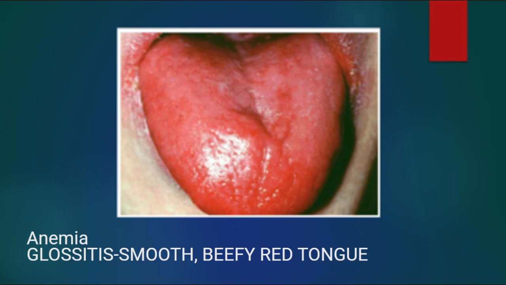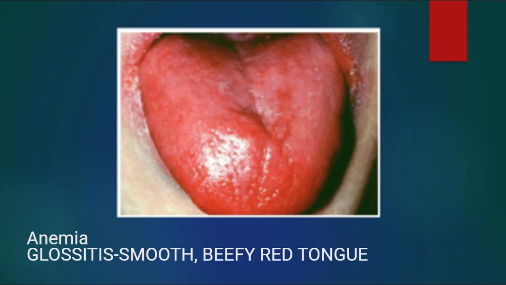Another important physical sign of anemia is glossitis, which means inflammation of the tongue. In this case, the tongue appears smooth, swollen, and beefy red. This sign is most commonly associated with vitamin B12 deficiency or folic acid deficiency, which cause macrocytic anemias. Pernicious anemia, in particular, often produces this symptom because the body cannot absorb vitamin B12 properly without intrinsic factor.